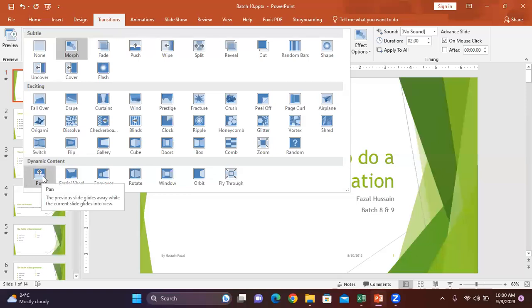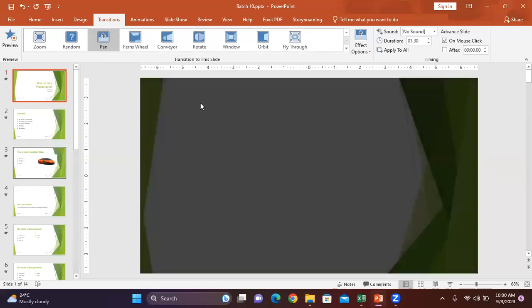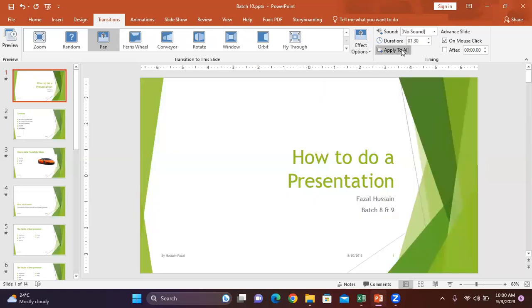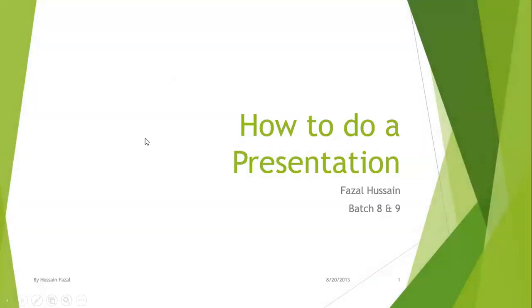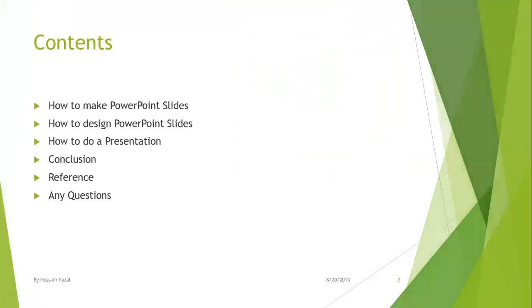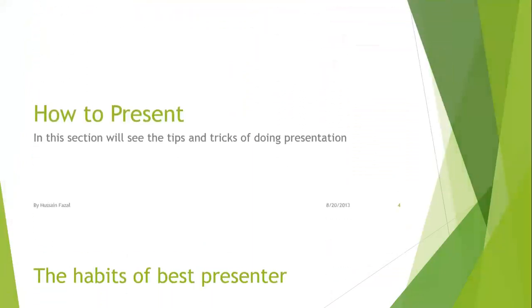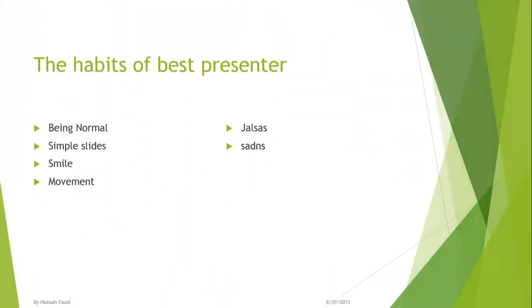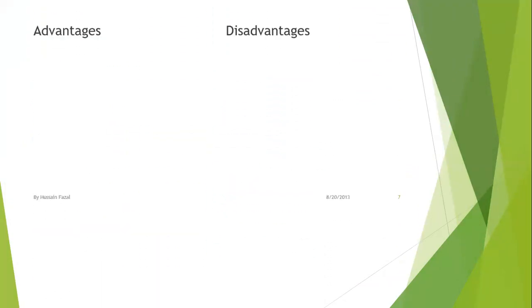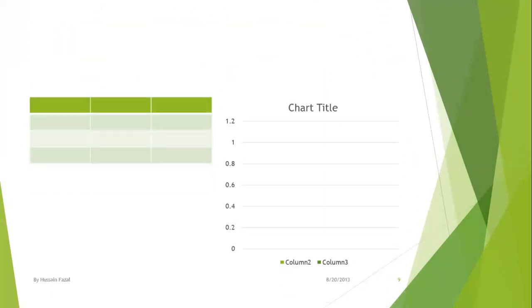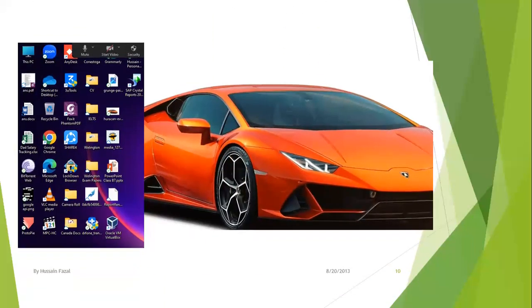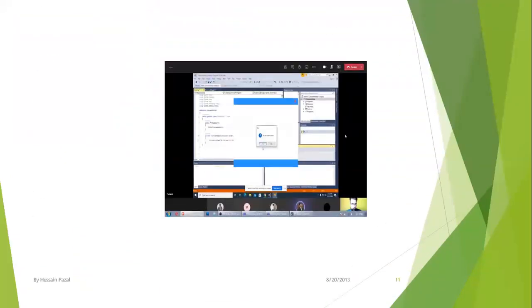Like you can say pan, you will say pan, then you say apply to all. Okay, apply to all. Now start from the beginning. Now you can see it looks like everything is coming from down, like someone is pushing it up. So it has a flow. You can see it has a flow. Did you understand?